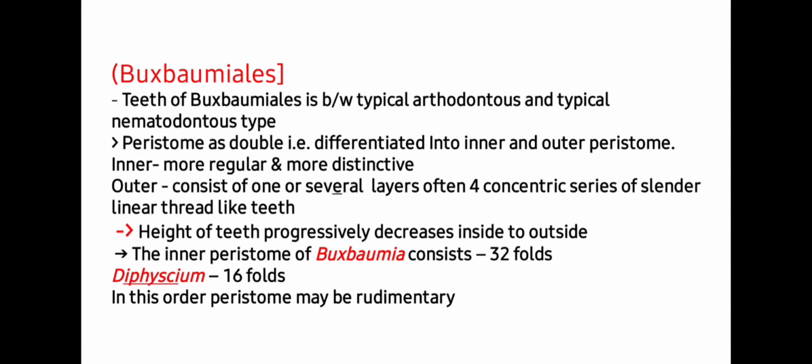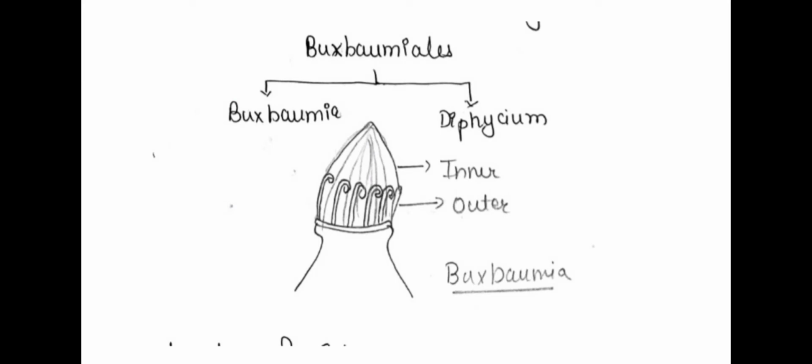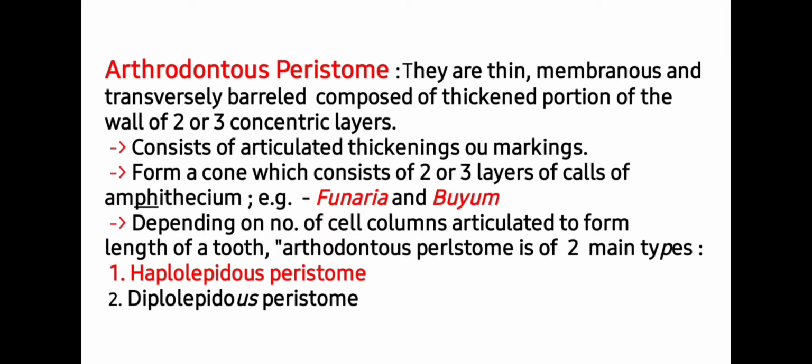In this order, the peristome may be rudimentary, meaning it is a preliminary type and is not much developed. So, Buxbaumiales can be divided into Buxbaumia and Diphyscium, and you can see in Buxbaumia there are 2 rings, outer as well as inner.